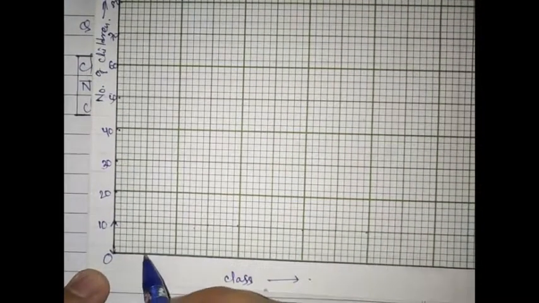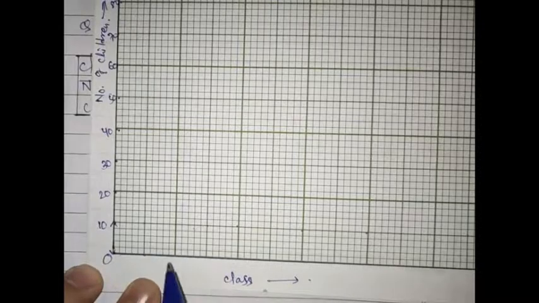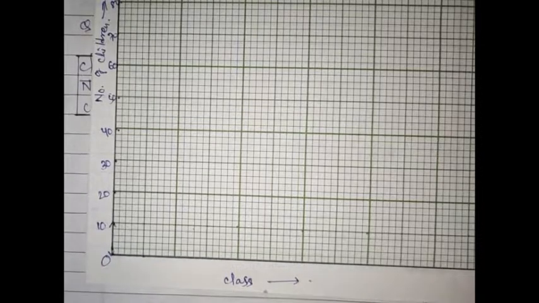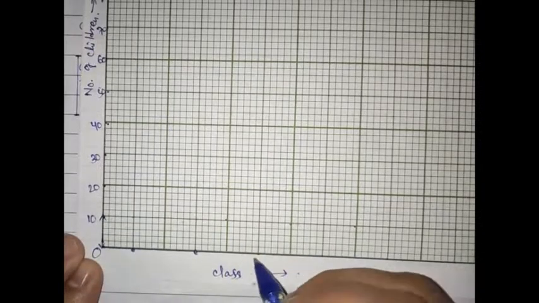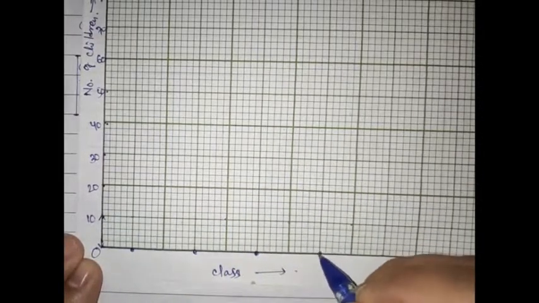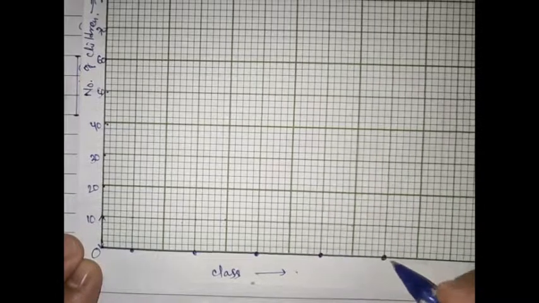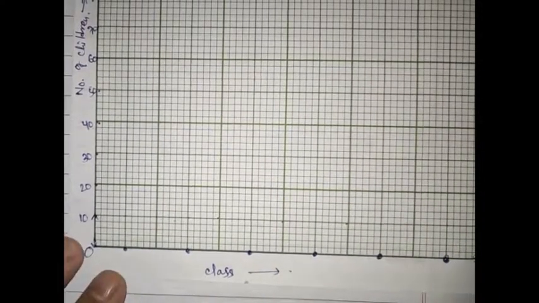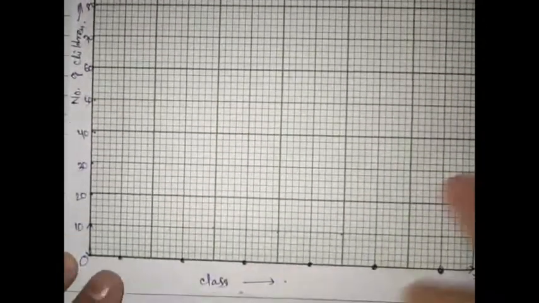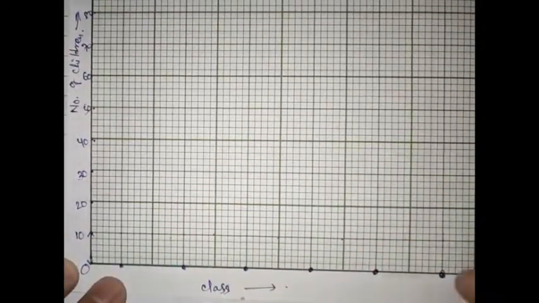Starting from here: 5th, 6th, 7th, 8th, 9th, and then the final one, 10th. So 6 classes are there. In this area we are going to plot the bar graph.